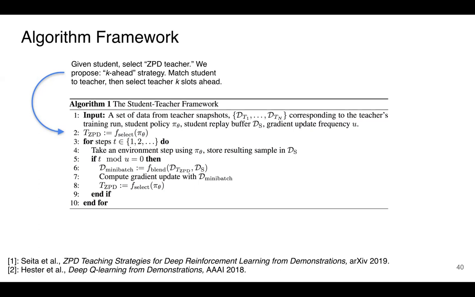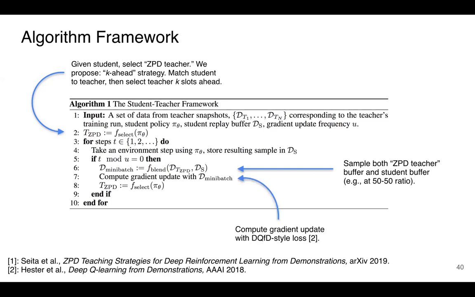So now that we've picked a teacher, we have the teacher samples. We also have online samples from the current student. From there, we can combine both data sets by sampling from both replay buffers and combining the data. Then we do a usual gradient update. We're actually going to use a DQfD loss function. This is deep Q-learning from demonstrations, where the demonstrations are from the teacher. So that's the algorithm framework that we're following in this work.